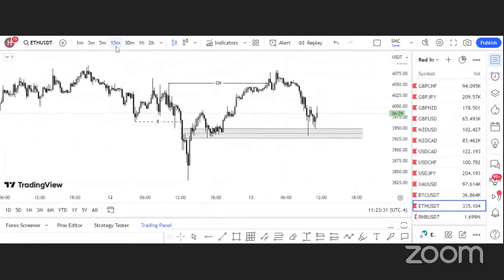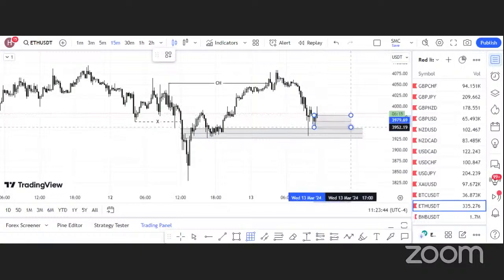Okay, so right now I want this market to make a retracement back to at least this level. I want it to make a retracement back to at least this level for me to be able to place a buy trade.